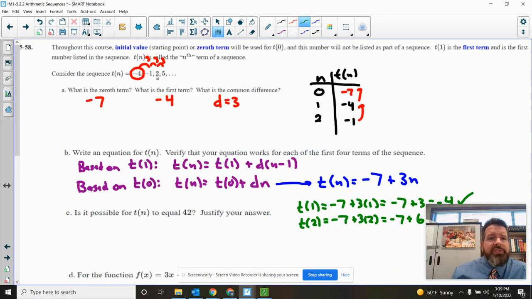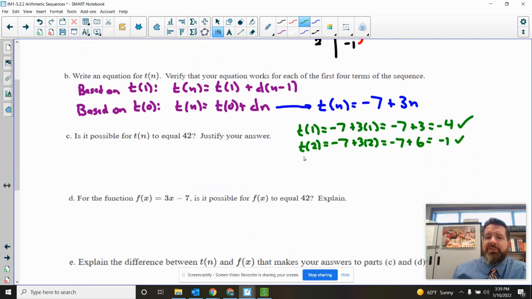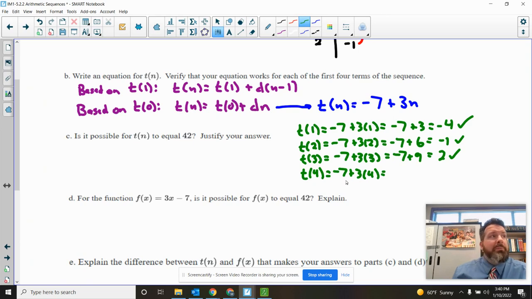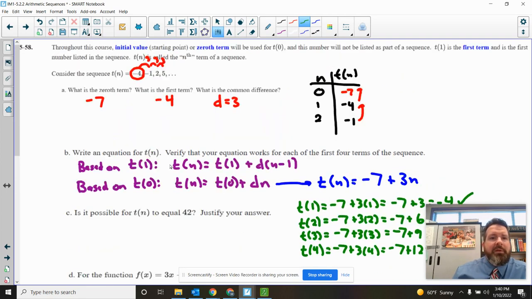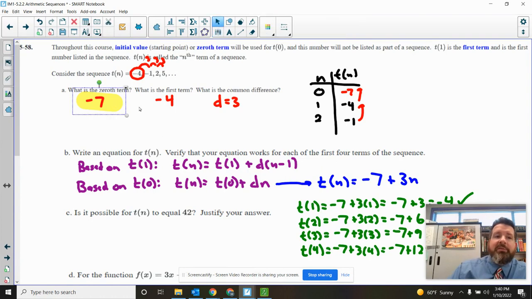Let's keep going. We're supposed to check all 4 terms. So the third term should be 2. Let's see if that happens. So -7 plus 3 times 3 for the third term now. Plus 9. Yep, that turns out to be 2. And then let's check the fourth term. Negative 7 plus 3 times 4. Do a little pause here while you check this one. Unpause when you're ready to go on. It's going to be negative 7 plus 12, which is just then 5, which is what it should be. Okay, so verify the equation works. Our equation works. So we found the 0th term. And actually, tell you what, I'm going to be a little bit more careful with my notation here.